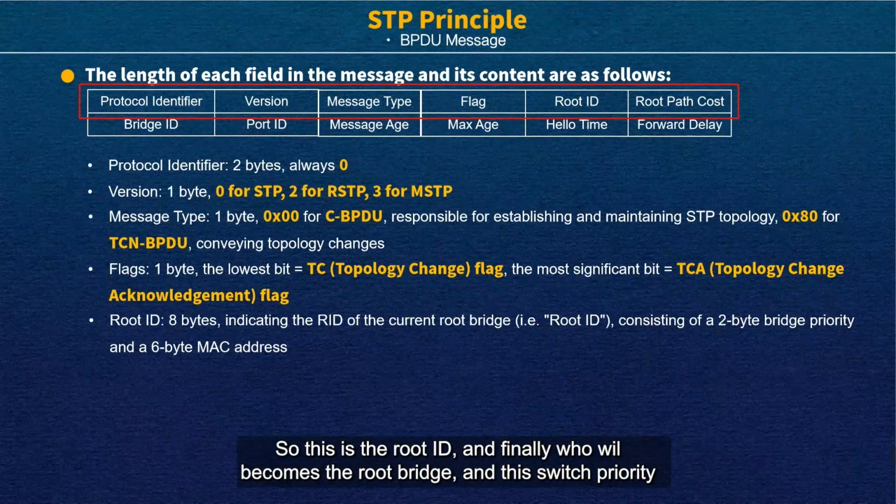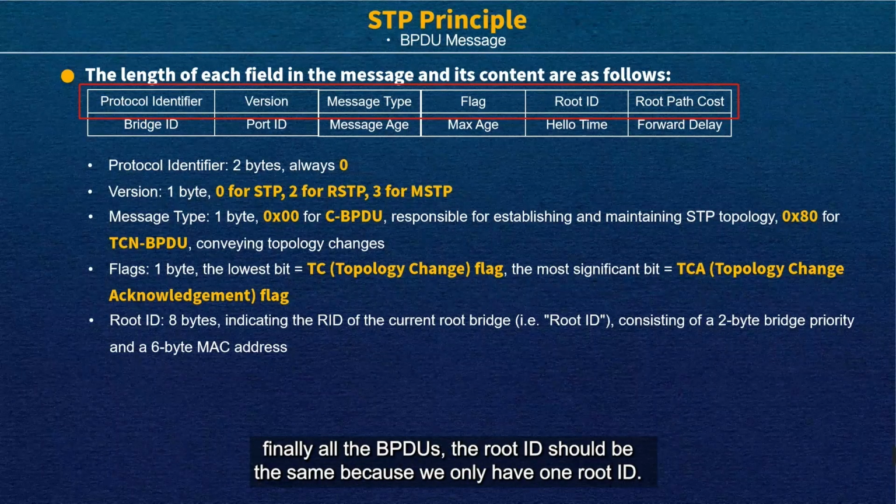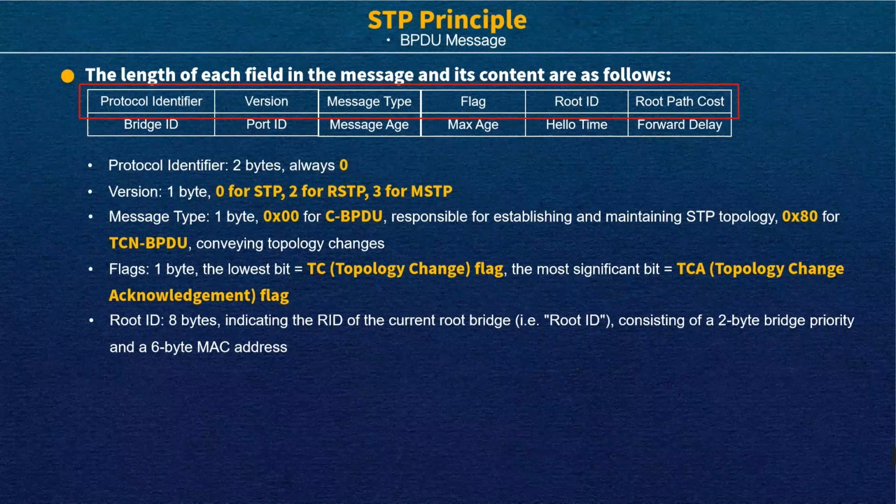And finally, who will become the root bridge? This switch's priority and MAC address information will be added into the root ID. If we do the convergence successfully, finally in all the BPDUs the root ID should be the same, because we only have one root ID.